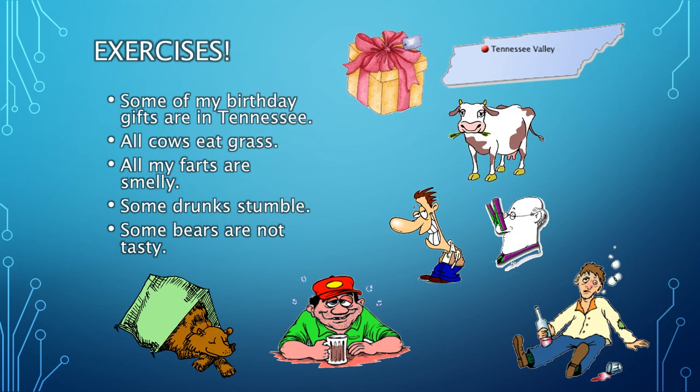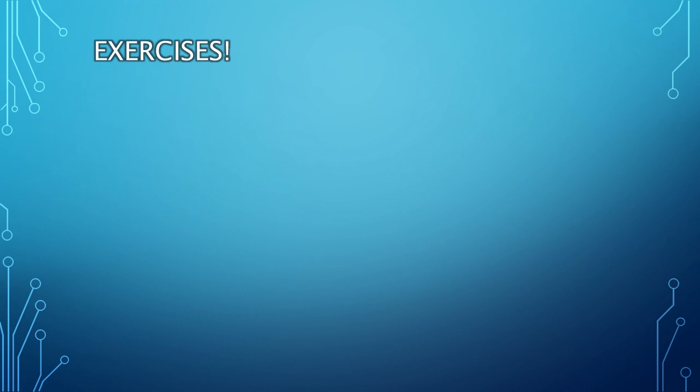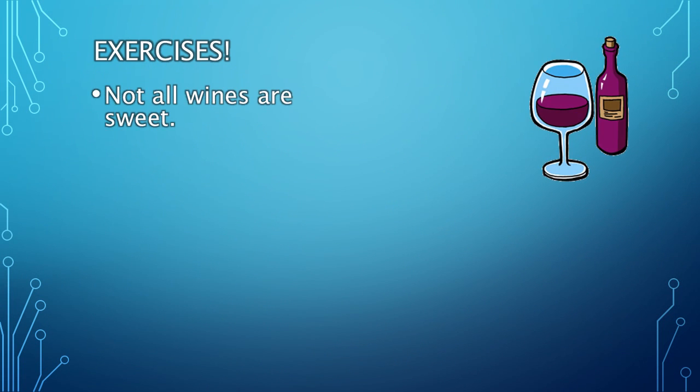All right, you've done all of these exercises. Congratulations. Here's another set for you to do on your own. How about this group? Not all wines are sweet. Notice that's the denial of an A sentence, so you want to go to the contradictory of the A sentence.